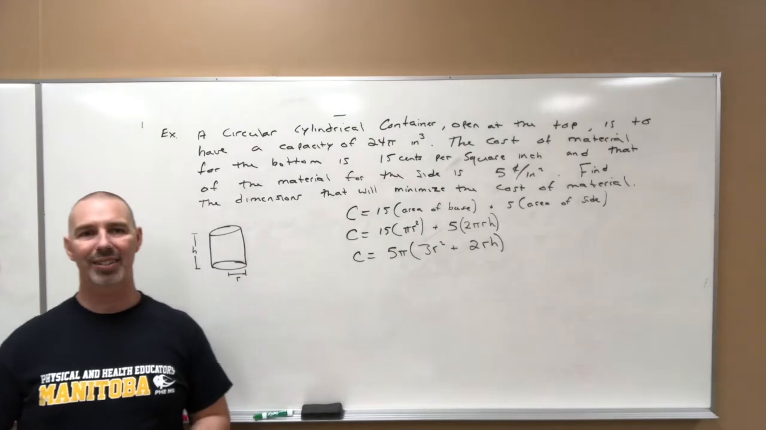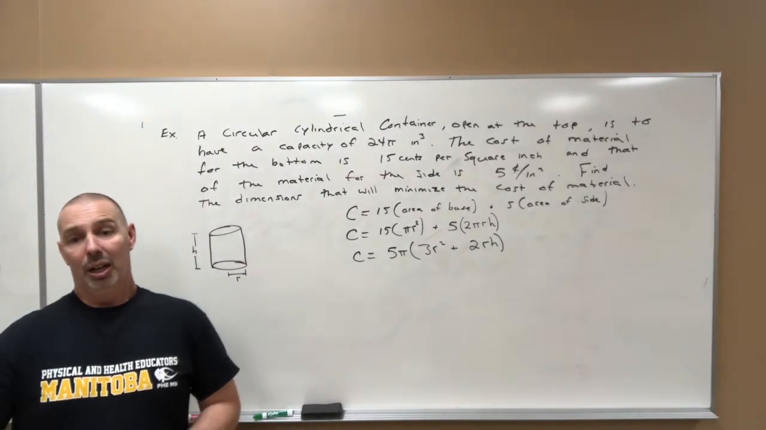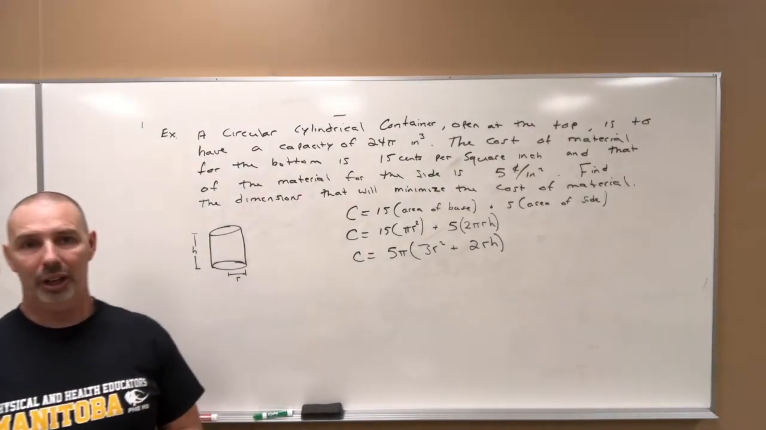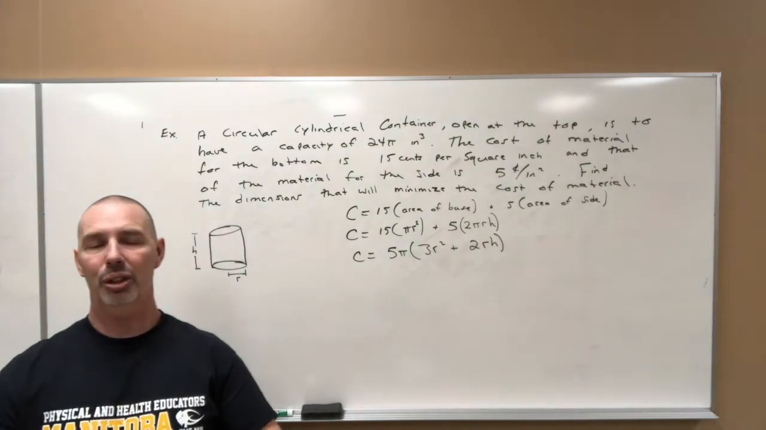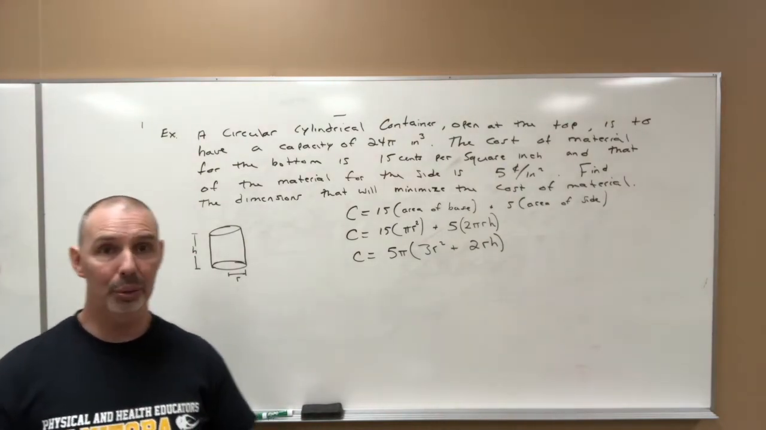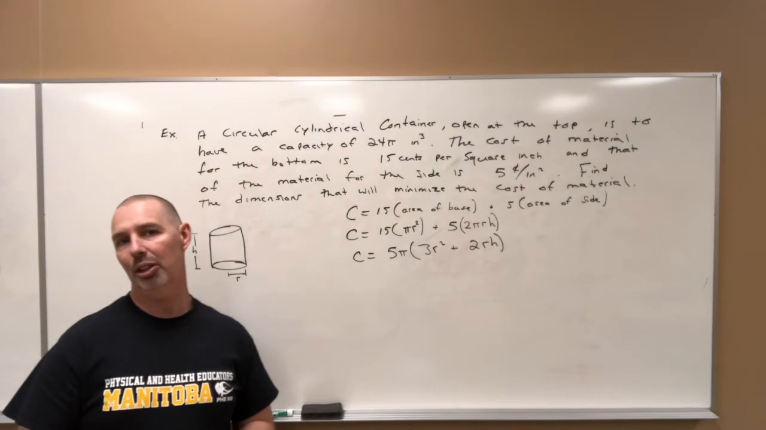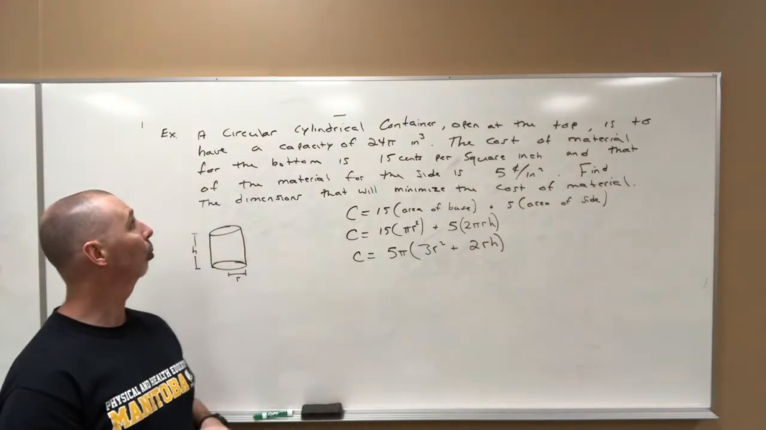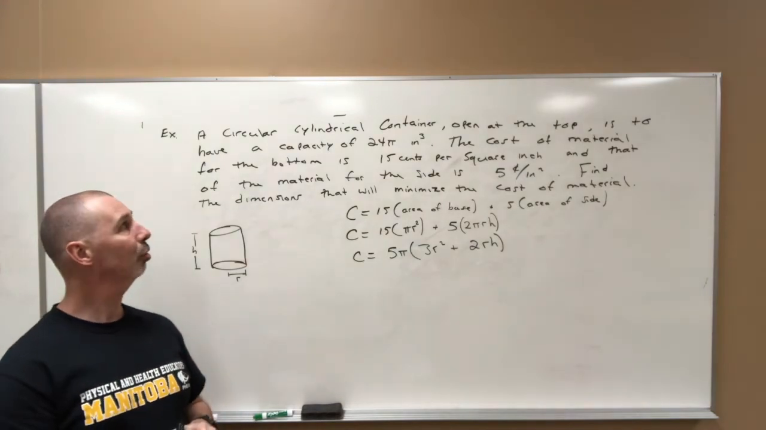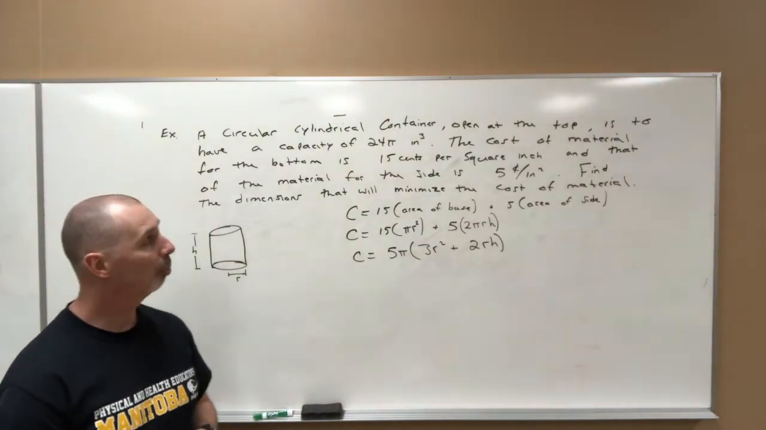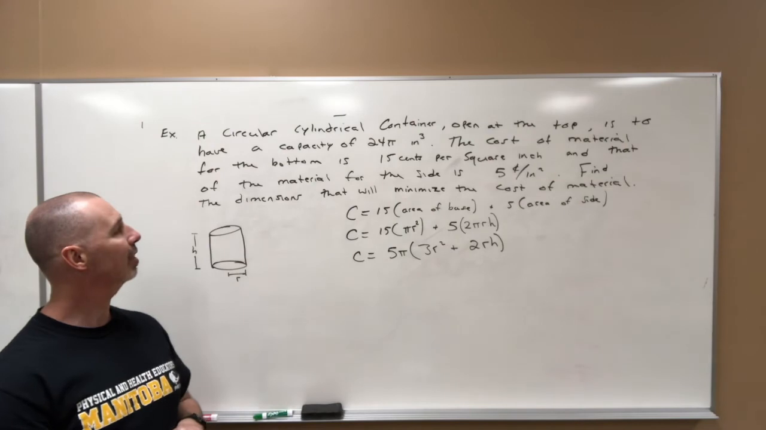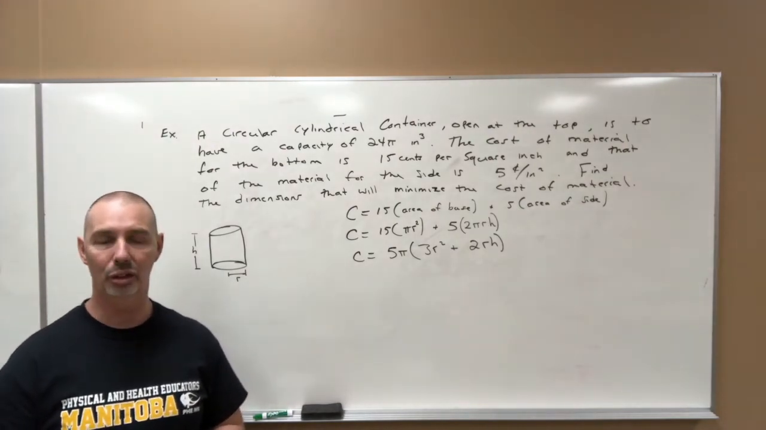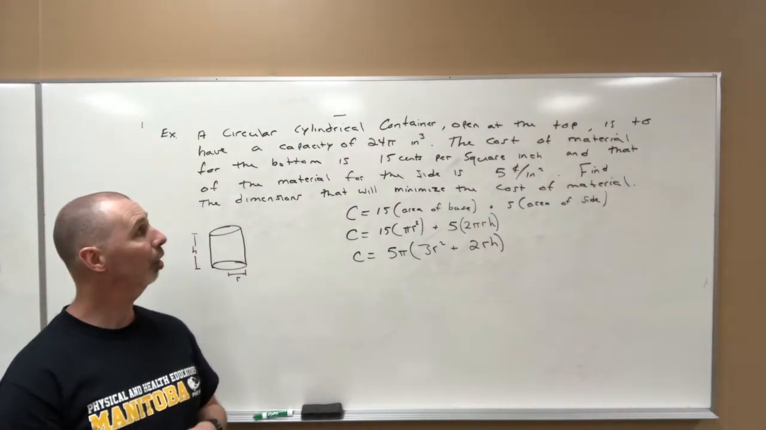And for our last example, we want to look at minimizing a cost. We want to create a cylindrical container, a soup can, if you will, where we want to minimize the amount of material, the amount of cost that it will take to make this thing. So the question would be: a circular cylindrical container, open at the top, is to have a capacity of 24 pi inches cubed. So that's a volume that it's giving us.